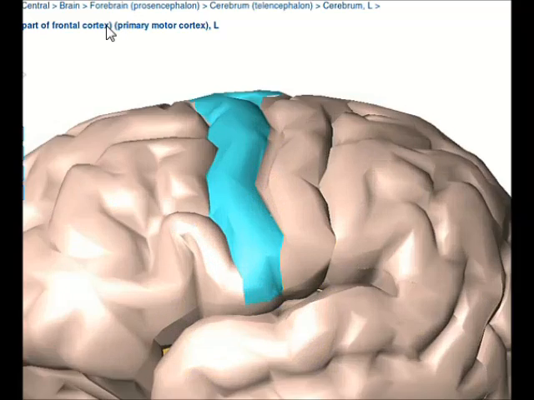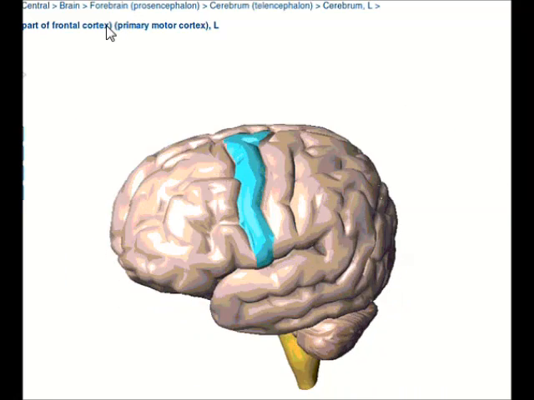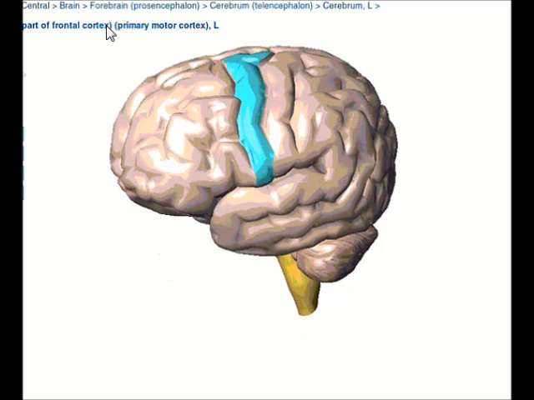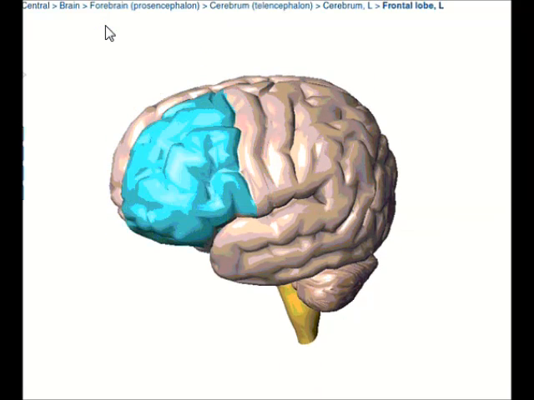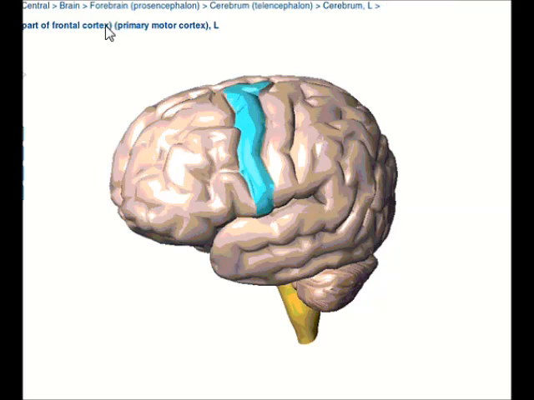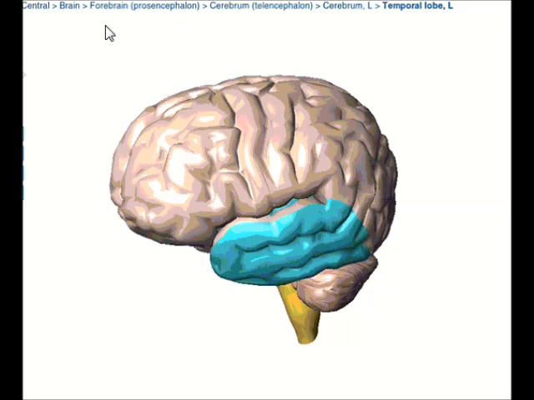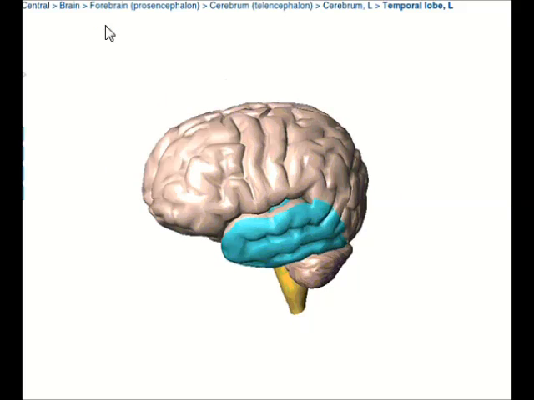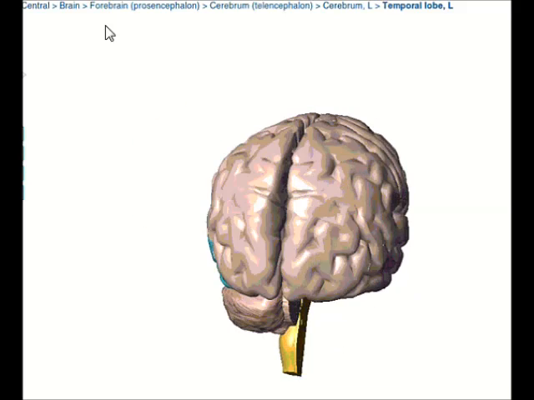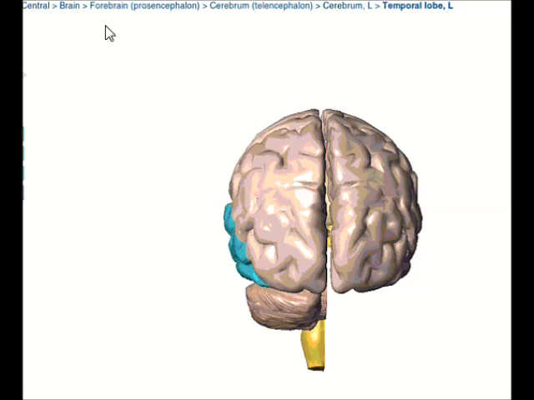Okay, let's move this back up. All right. So this is the frontal lobe there. Here you have the temporal lobe. You move it around, and towards the posterior or caudal end, you have the occipital lobe, your right and your left occipital lobe.